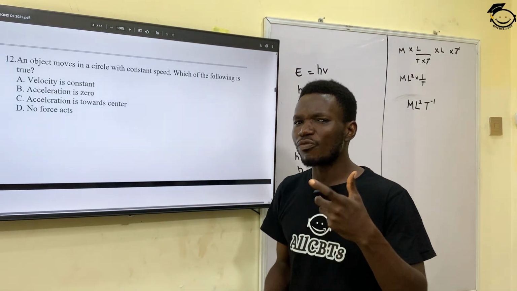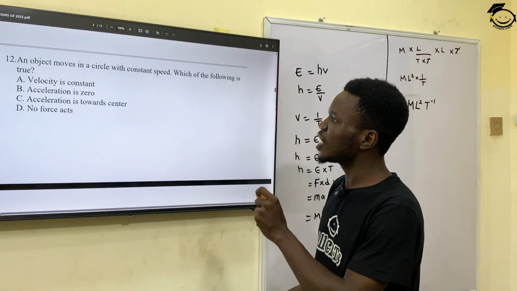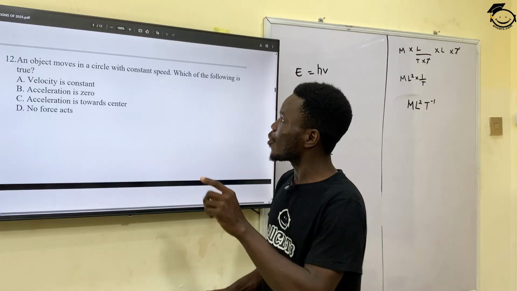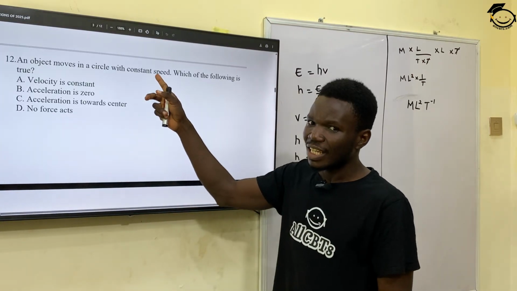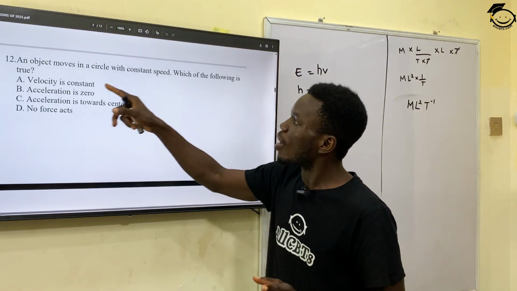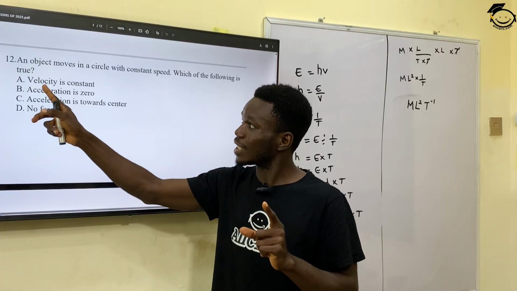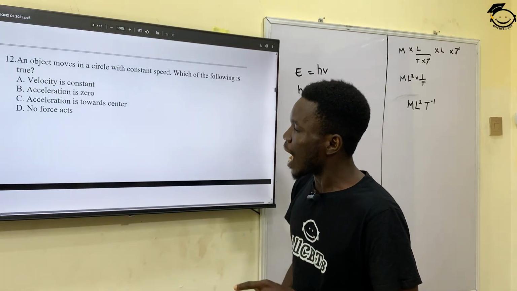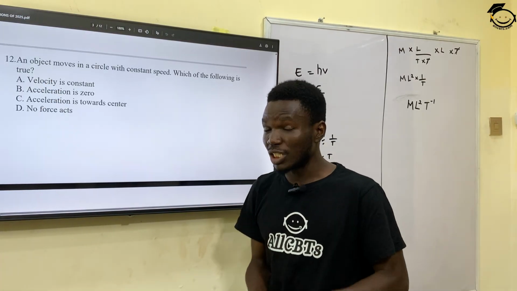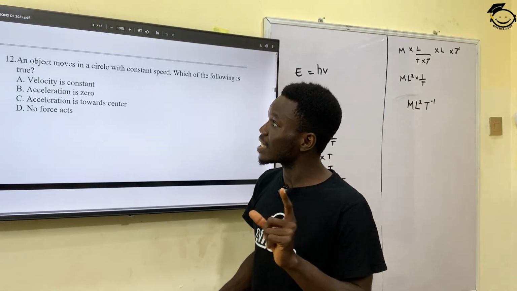Because as it is moving around the circular path, it is constantly changing direction. And we know that speed is a scalar quantity, hence direction is not needed. But velocity is not constant because it is a vector quantity that involves direction. And the acceleration is not zero, but instead the acceleration is towards the center of that circular path.